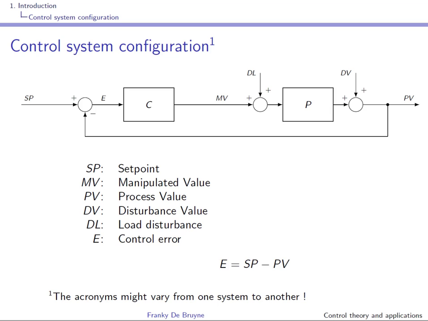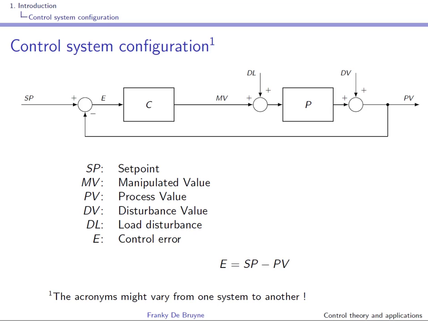In this course, we'll often use the following control system configuration. This is the one that we had obtained after the balancing stick example. The block P stands for the process, and this process is described by the transfer function P(s). We have left out the s dependence to simplify notation.